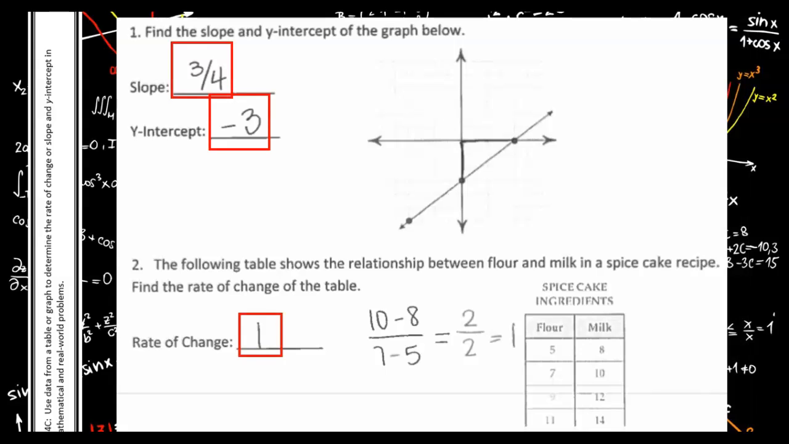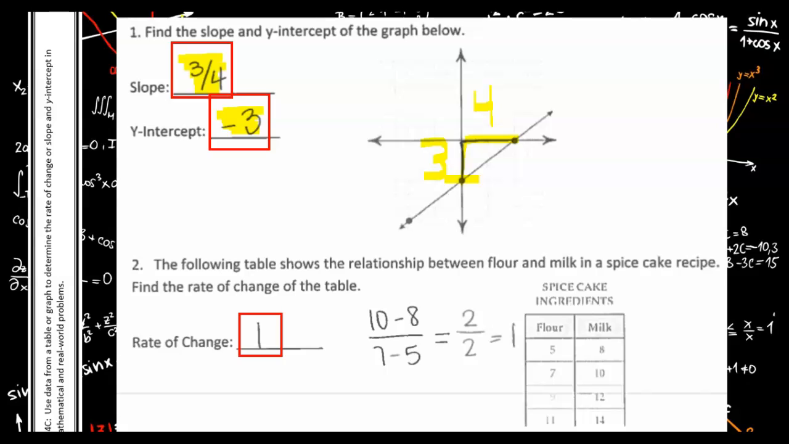Okay, so let's take a look. Here, our slope is rise over run. So our rise is 3, our run is 4, so our slope is 3/4. And then the y-intercept is where it crosses the y-axis. So it crosses the y-axis at -3.